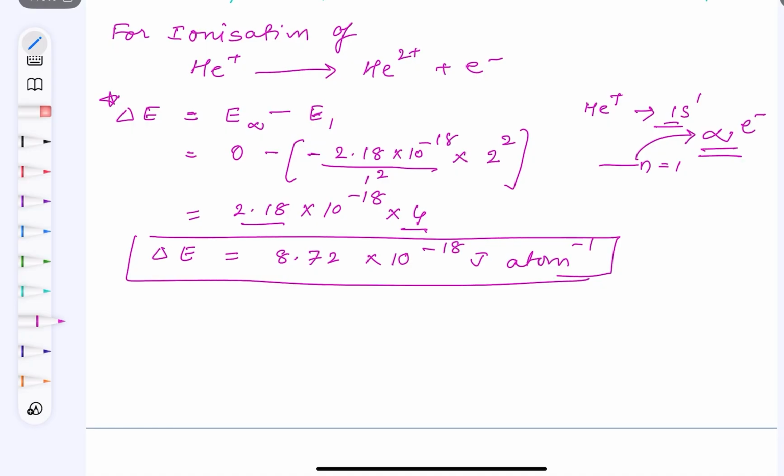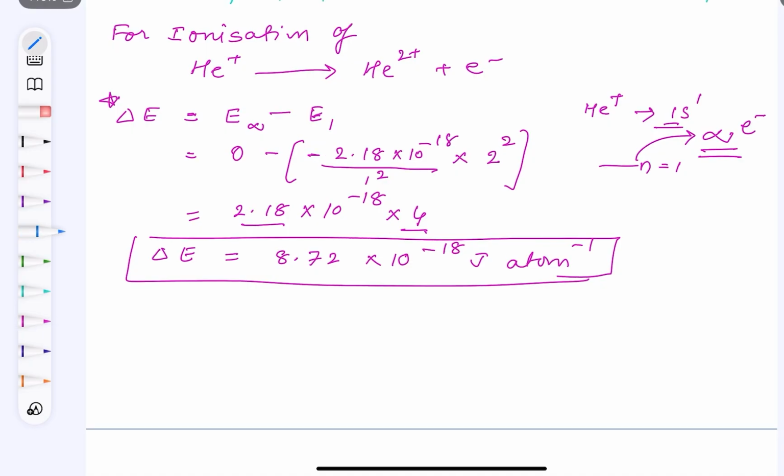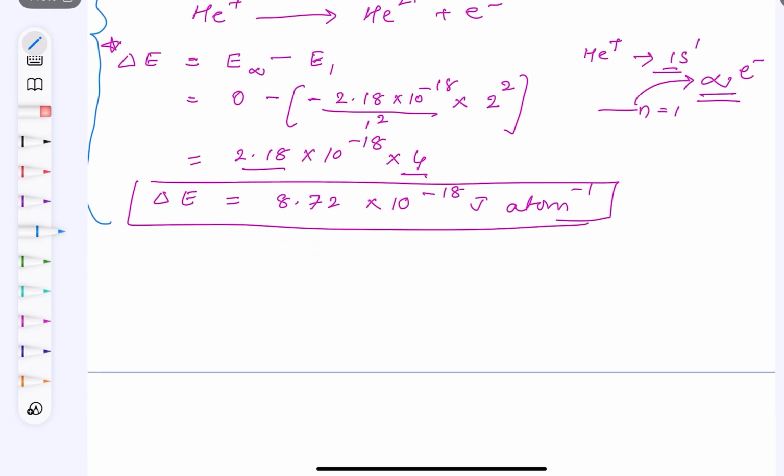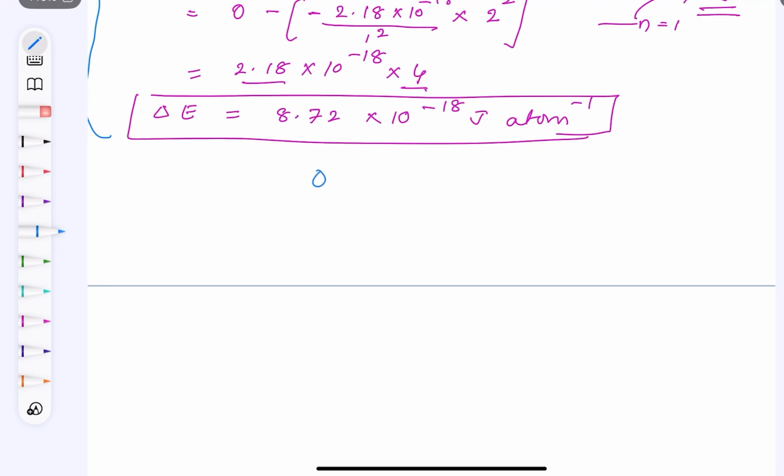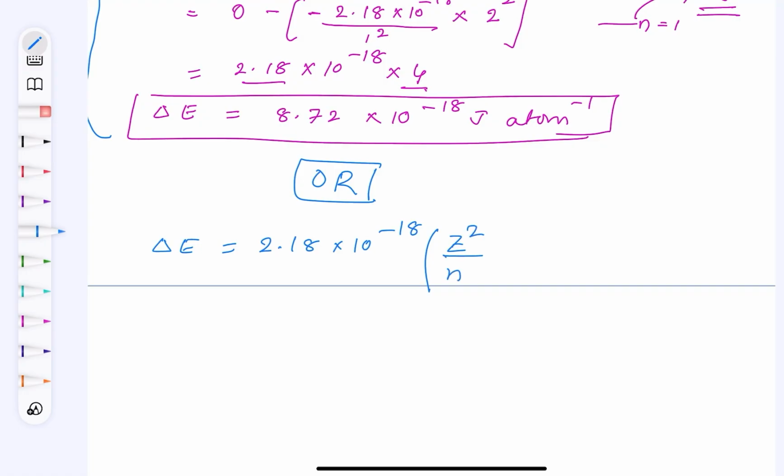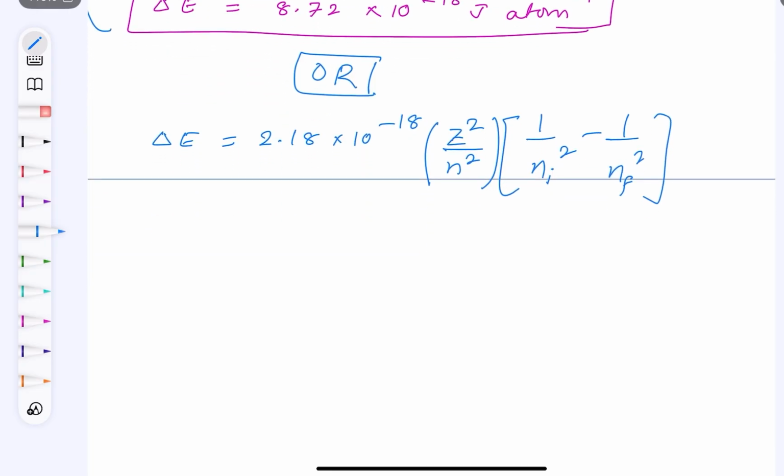Students, let me tell you that this particular part which we have just now found out, the ionization energy for He2 plus, can also be found out with the direct formula. Let me show you how you can do it. Okay. So you can directly take the formula as delta E is equal to 2.18 into 10 to the power of minus 18 Z square, into 1 by Ni square minus 1 by Nf square, where Ni would be 1 and your N final would be infinity.